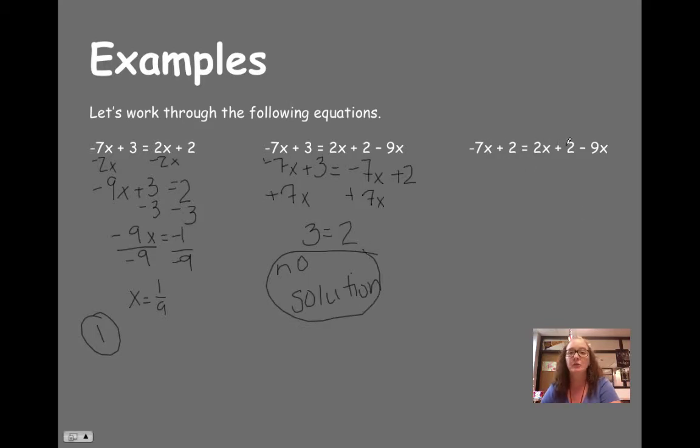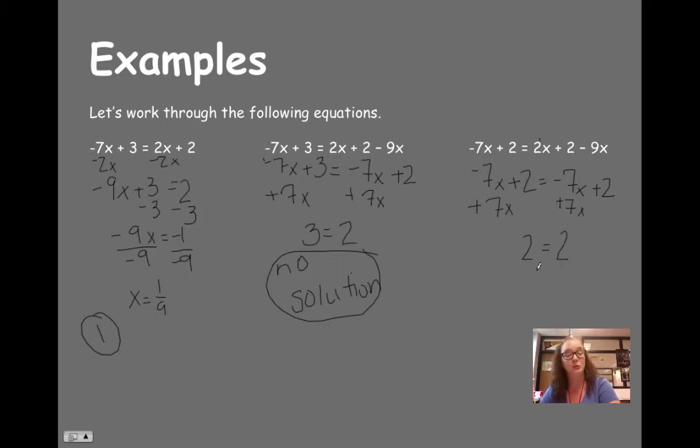How about over here? -7x plus 2 equals 2x plus 2 minus 9x. Well, again, I'm going to go ahead and combine these two before I start my steps. So when I combine 2x and -9x, I have a -7x. You can see where this one is headed, but I'll go ahead and finish out the steps. If I add 7x on both sides, this is 0, so I have 2. This is 0, so I have 2.